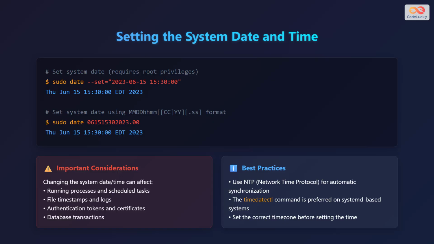It's important to be aware of the potential impacts of changing the system date and time. Modifying the system date and time can affect running processes and scheduled tasks, file timestamps and logs, authentication tokens and certificates, and database transactions. It's best to use Network Time Protocol, which is NTP, for automatic synchronization to avoid these issues. The timedatectl command is preferred on systemd-based systems for managing time settings. Also, ensure you set the correct time zone before setting the time to avoid discrepancies.